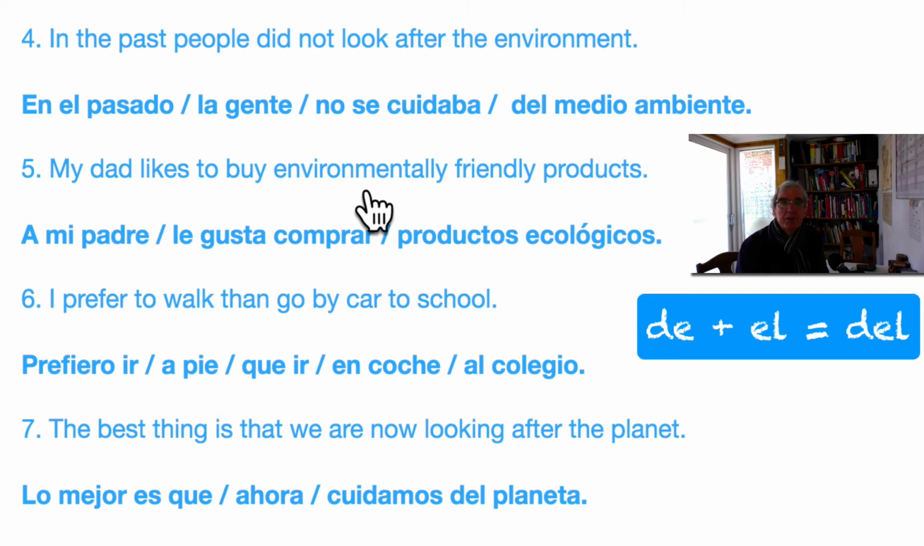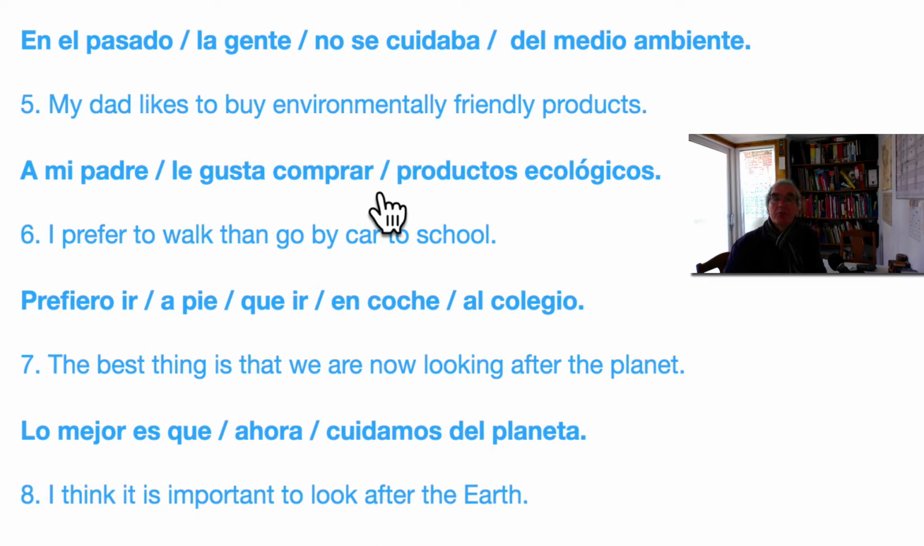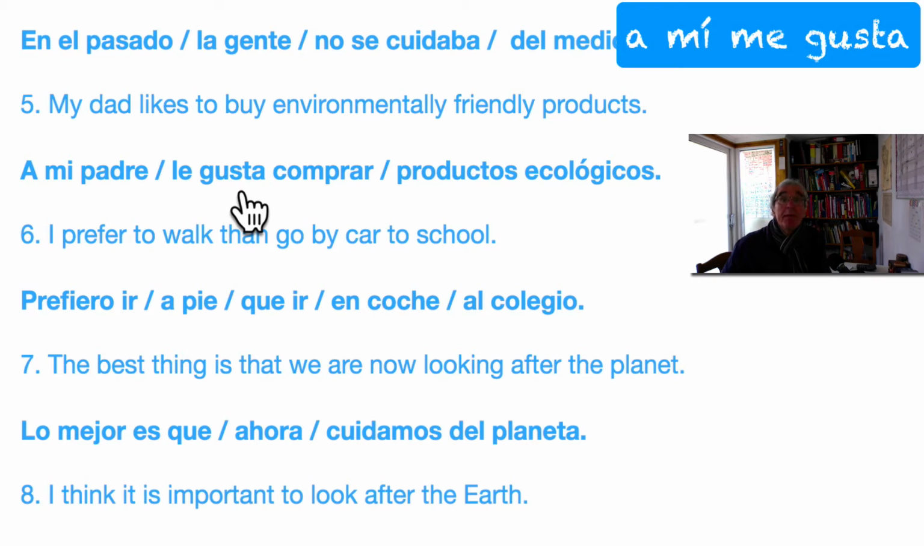Top stuff, people. Number 5, my dad likes to buy environmentally friendly products. Well done, Dad. And here's the translation into Spanish. A mi padre le gusta comprar productos ecológicos. A mi padre le gusta. My dad likes. Bit of a strange way in Spanish they do it. So how would you say, I like to buy? That's it. A mí me gusta comprar. But here we've got a mi padre le gusta comprar.